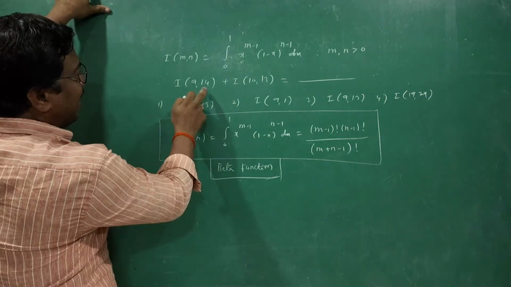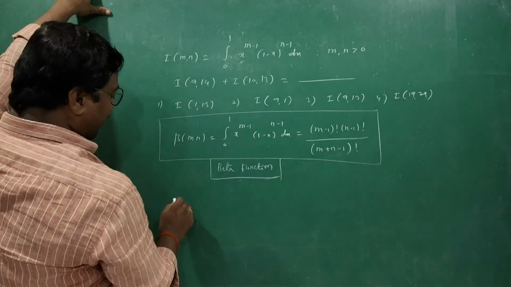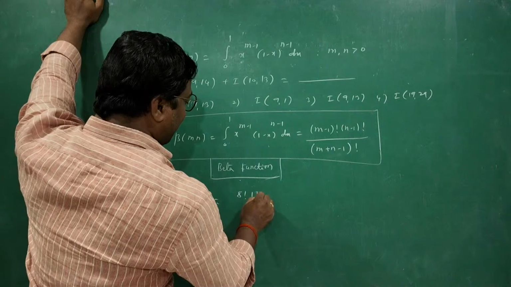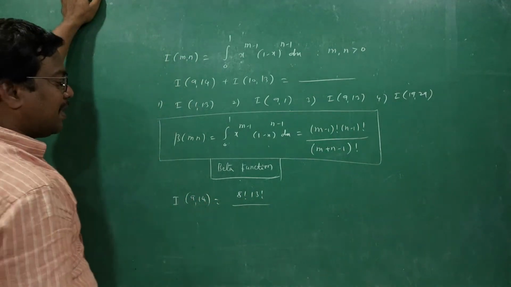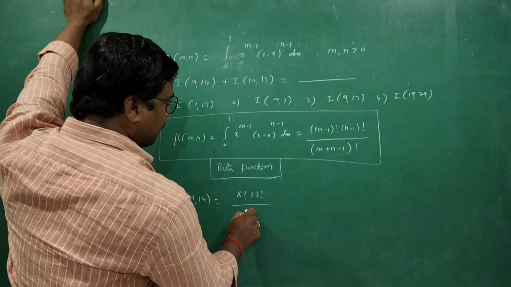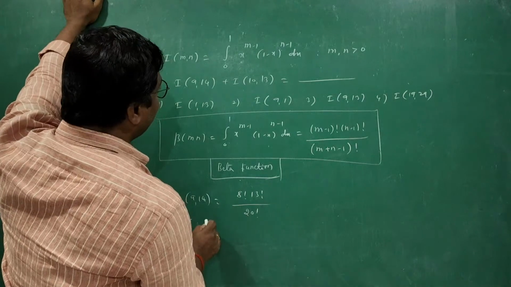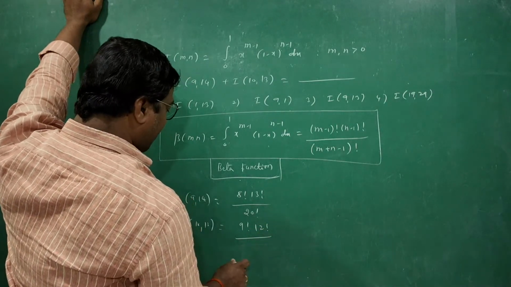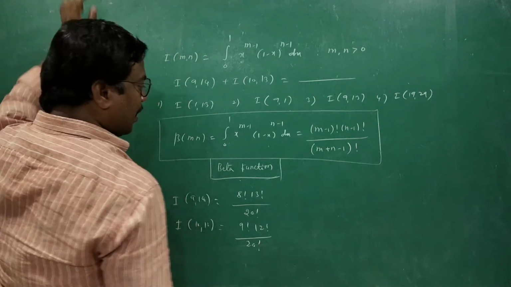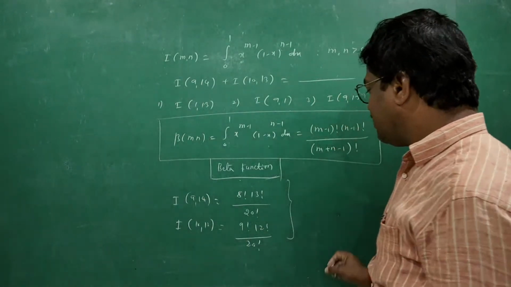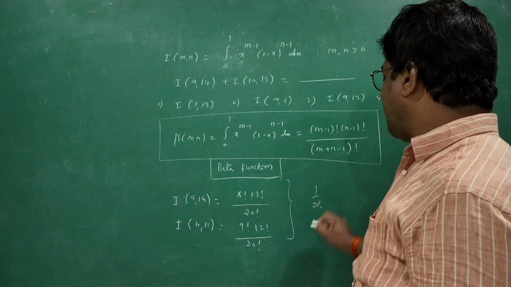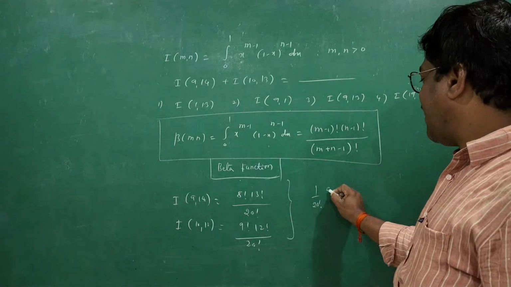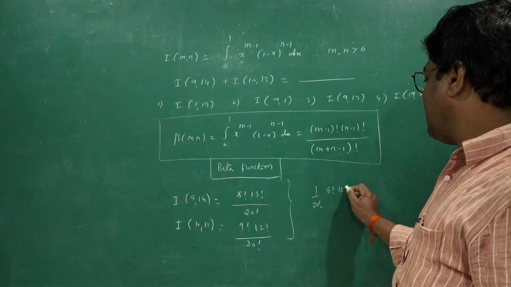Now here, I 9 comma 14 you have, and I 10 comma 13. I 9 comma 14, using this beta function formula you will get 8 factorial 13 factorial divided by 8 plus 13 minus 1, that is 20 factorial you will get. Next I of 10 comma 13, that is 9 factorial 12 factorial divided by again 20 factorial. Now we have to add these two. Denominator part you have 20 factorial common in both. Next I am going to take common 8 factorial and 12 factorial from the two.